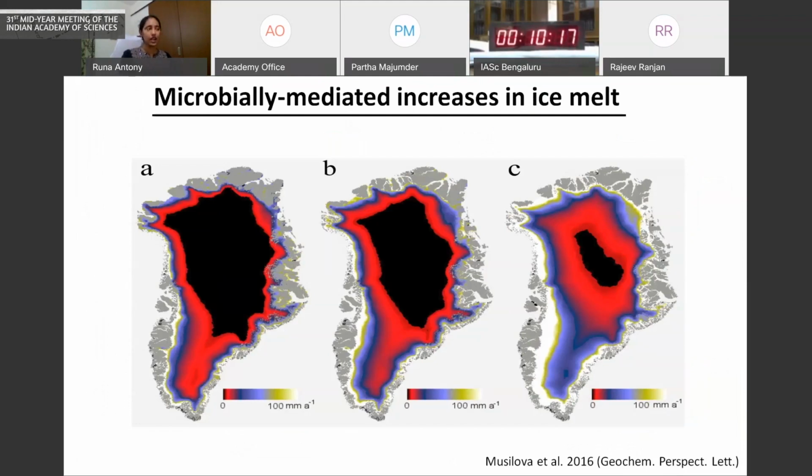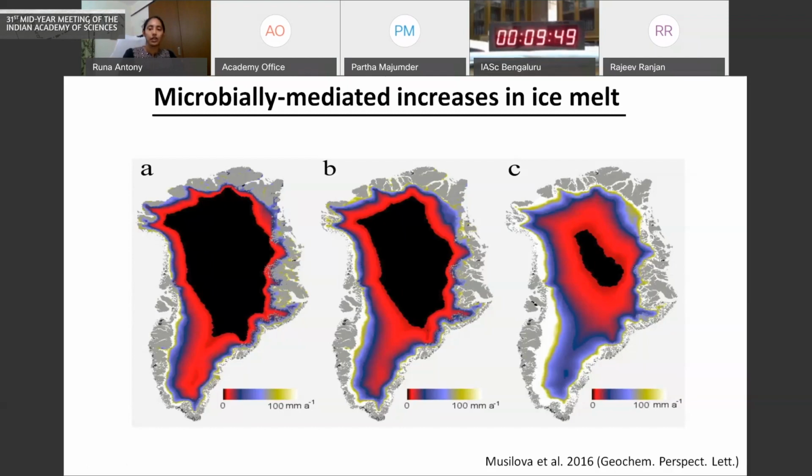And the results from this study were then used in a regional climate model to project future microbially mediated increases in ice melt. So figure A shows the present biologically induced increase in melt rate in millimeters per year, and B and C show future biologically induced increase in melt using two different model parameters.